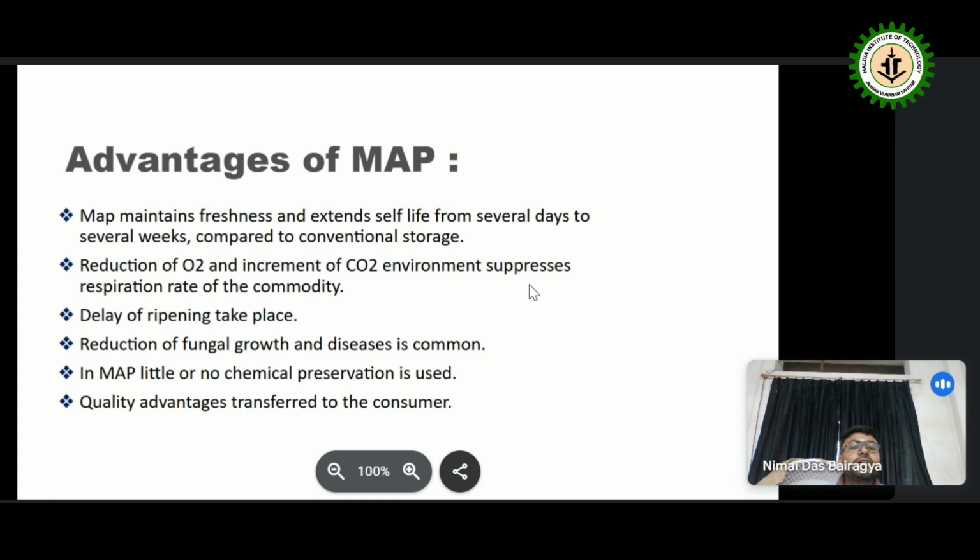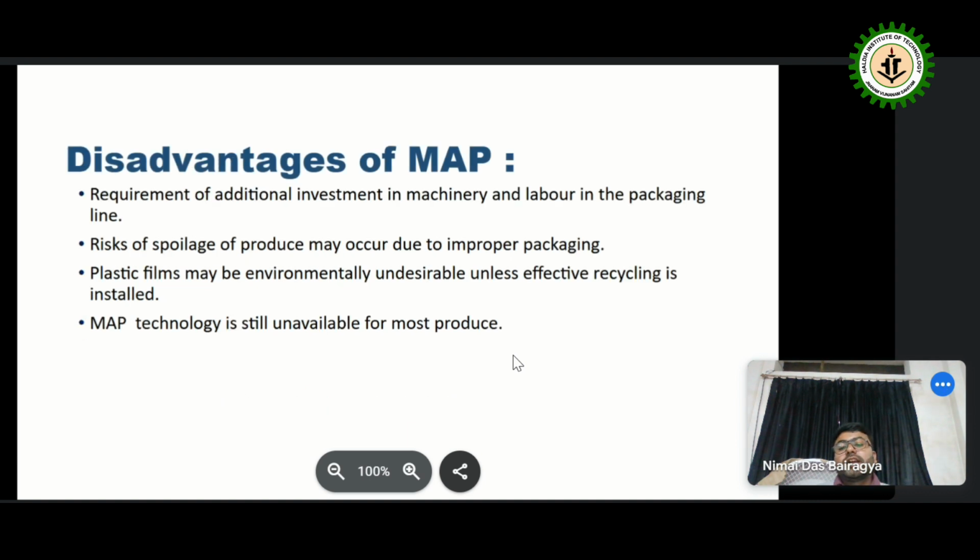Reduction of oxygen and increment of carbon dioxide is also very environment friendly for storage purposes. This also delays the ripening of fruits or vegetables, and by delaying the ripening, it also increases the shelf life. It also reduces fungal growth or microbial growth in modified atmosphere packaging or storage. So no chemical preservation, or only a little, is used compared to the traditional method. So this is also an advantage of modified atmosphere storage.